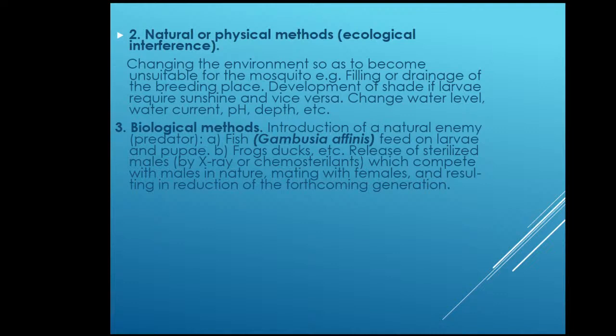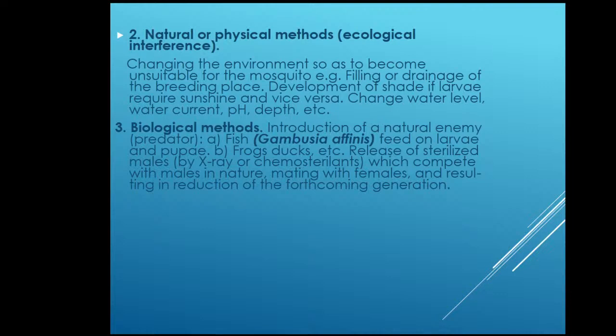Natural or physical methods: changing the environment so it becomes unfavorable for mosquitoes. This is drainage of breeding places, development of shade if larvae require sunshine, and vice versa. Changes of water level and pH of water can make development uncomfortable for mosquitoes and can cause a decrease in the number of mosquitoes.